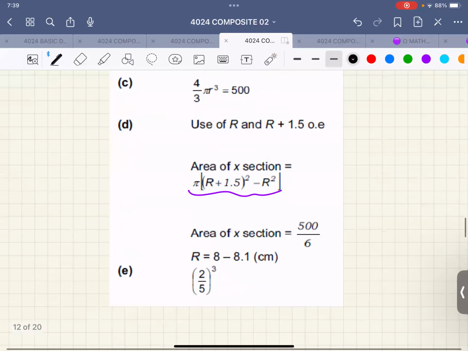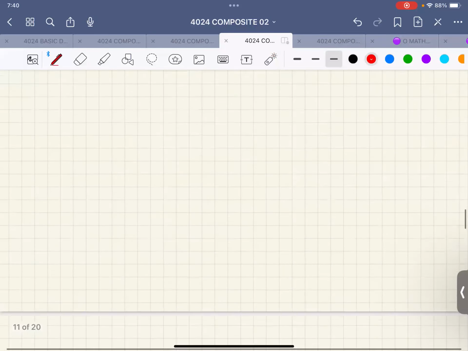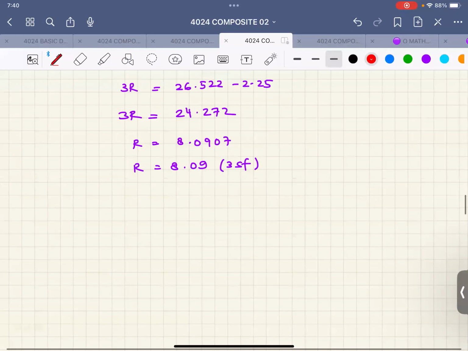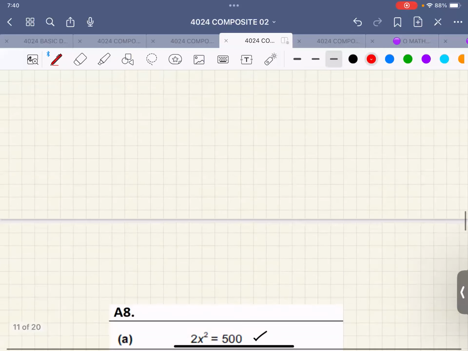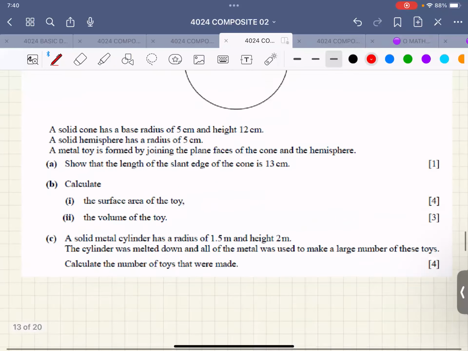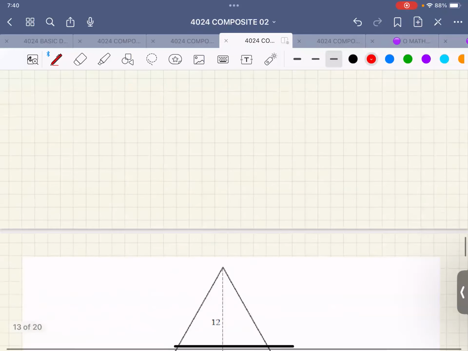Now over here, the value of R is given as 8.1. I think that is the answer that we have gotten over here. So that's how these two questions are done. Now I would like you to try out this particular question. I'll just WhatsApp you so that you can try it out.